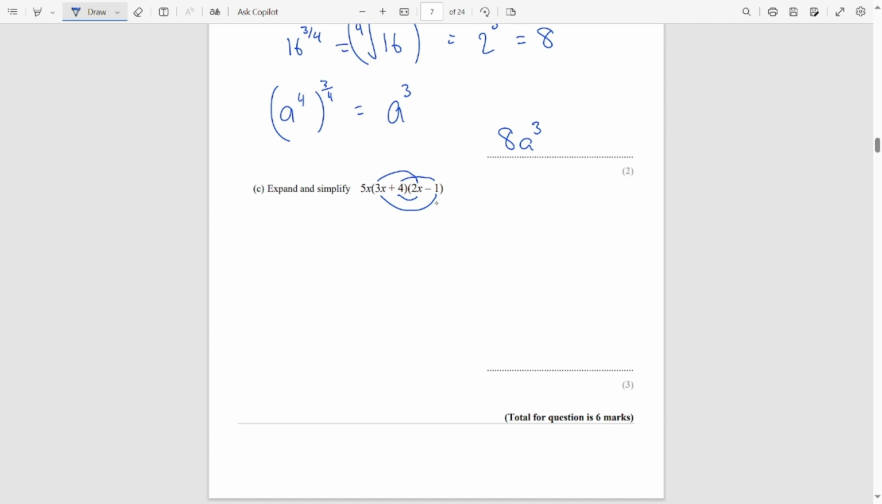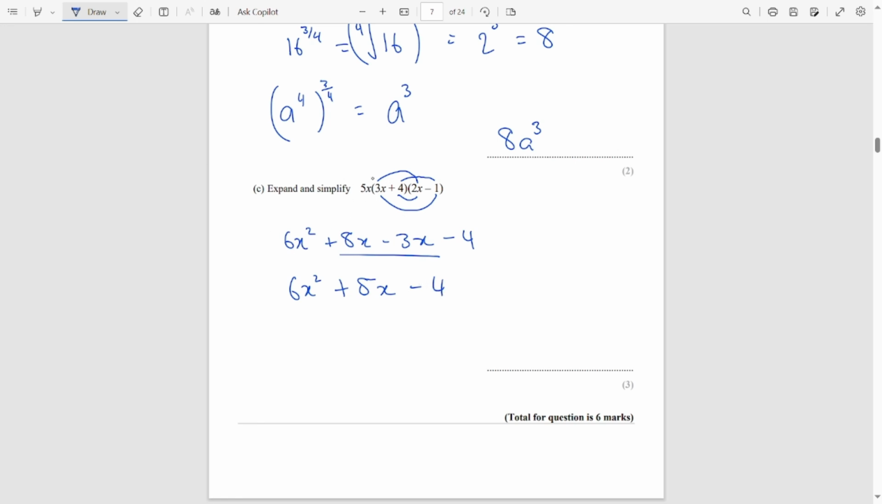So here I have 3x times 2x, which is going to be 6x squared. And then we have 4 times 2x, which is going to be plus 8x. I have 3x times negative 1, that's minus 3x. And lastly, 4 times negative 1, which is negative 4. Now we are going to simplify this, and I can collect together these 2 terms here. So we have 6x squared plus 8x minus 3x plus 5x minus 4.